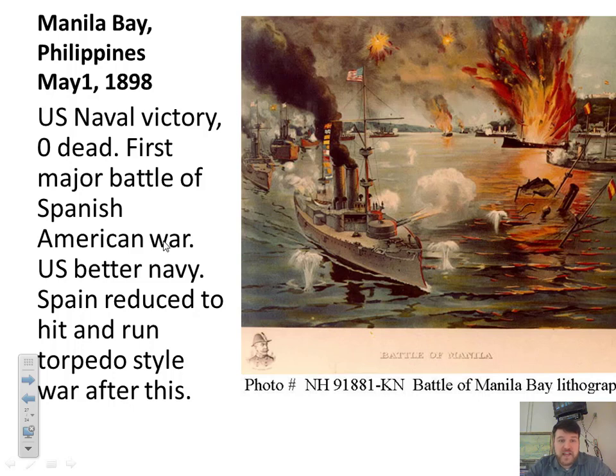So when it comes to these naval battles, the United States is like dominating. All right, wooden ship, steel ship. Do the math, figure it out. Who's going to win? 0 dead. Good numbers for the U.S. Spain pretty much reduced to this hit and run sort of tactic, pretty much useless against these huge, giant American naval fleets.